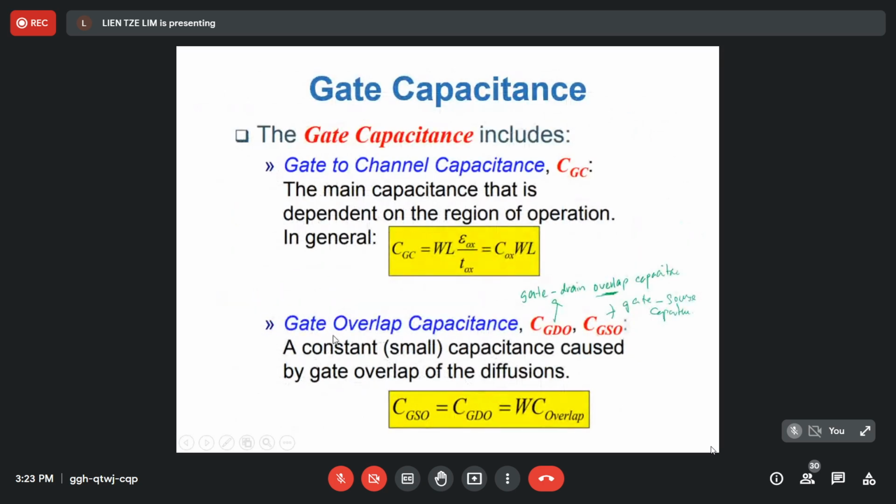Gate overlap capacitance is a constant and small capacitance caused by the gate overlap of the diffusions. So this is the formula.